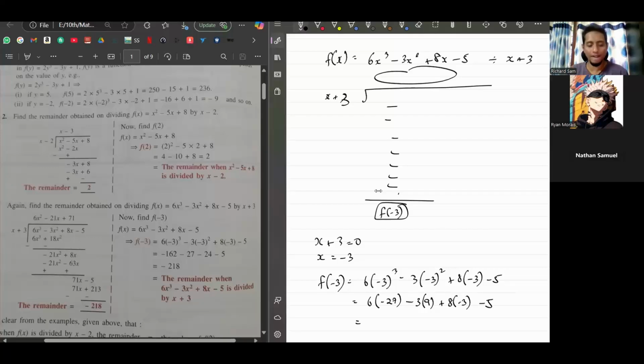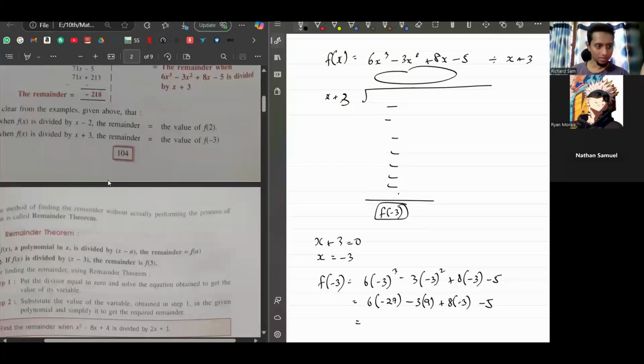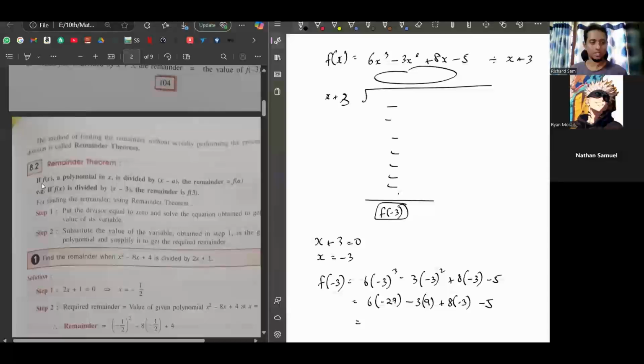So this is the gist of what is there in this remainder theorem. What does remainder theorem state? Let's read it here. If f of x, a polynomial in x, that means a polynomial made of x's, is divided by x minus a, then the remainder is f of a. That minus a, when you take it to the right side, it becomes plus a. So that's the remainder, f of a.